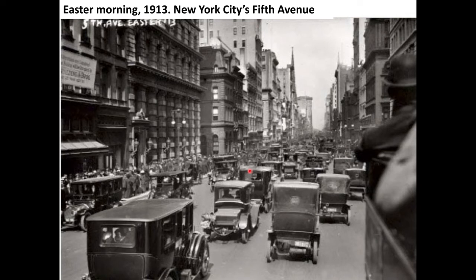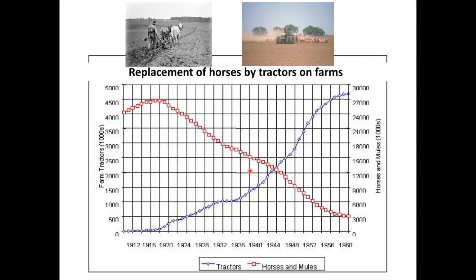You could get there faster, and so faster was better. You could have more people in the vehicle than you could on your horse and buggy. You didn't have to water it. Now you had to add gasoline, and you had to add water to the radiator, but otherwise it was a significant leap in terms of efficiency over travel by horse or foot.